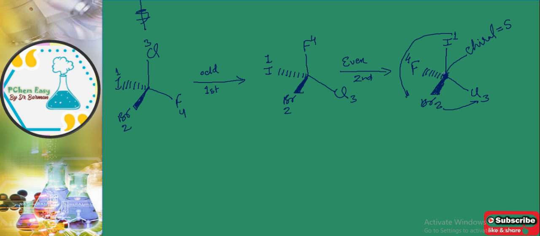Okay, so I hope now you understood the concept behind that, how to do the nomenclature, or how to assign the configuration R or S in wedge and dash configuration. I hope this will help you to assign the configuration in various organic molecules.